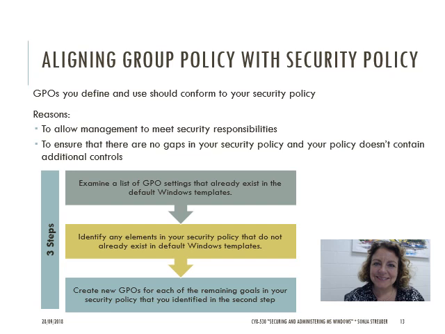The third step in making group policy conform to your security policy is to create new GPOs for each of the remaining goals in your security policy that you identified in the second step.